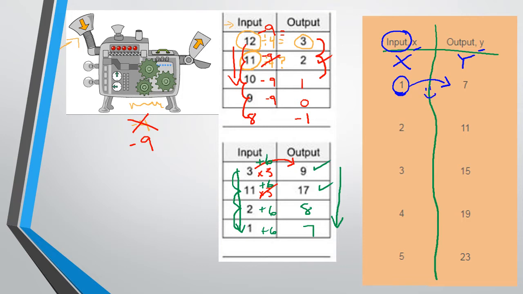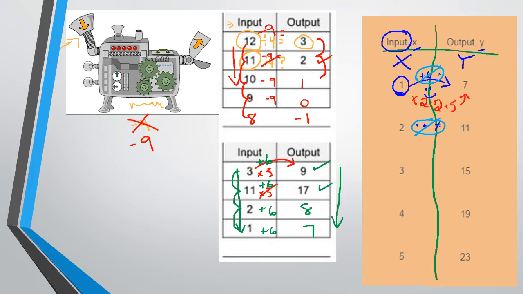Do you think they added 6? Okay, because that would give you 7. But 2 plus 6 doesn't give you 11. So adding 6 is not the magic rule. Let's look at a different one. Maybe they multiplied by something. Maybe times 2. And then 1 times 2 would be 2. And then they added 5, and that would give you 7.